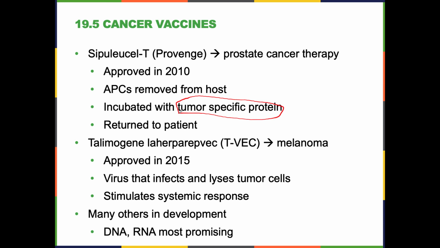cancer vaccine, TVEC, that's the cop-out, right, is talimogene laherparepvec. It is used to treat melanomas, right, which is a very invasive skin cancer. And this was approved in 2015. This kind of cancer treatment is actually a virus that infects and lyses tumor cells, right? So it's really neat, and it recognizes the tumor cells that cause melanoma, right? And what it does then is it infects it, stimulates the systemic response, and starts attacking the cells that cause melanoma. Really neat mechanism to this, by the way.